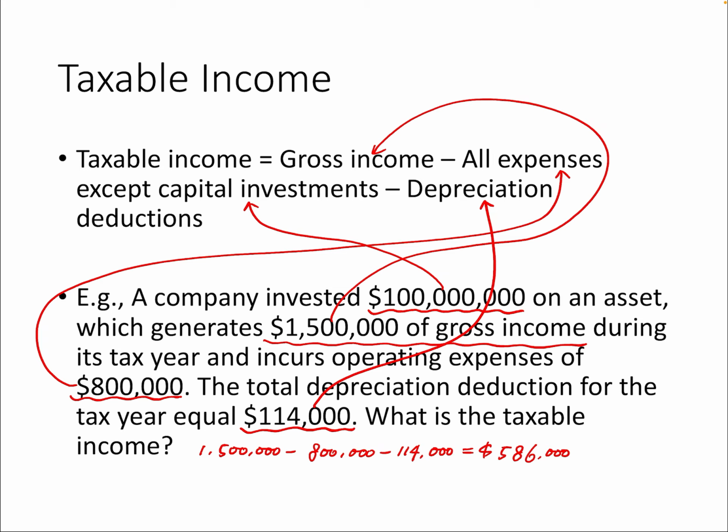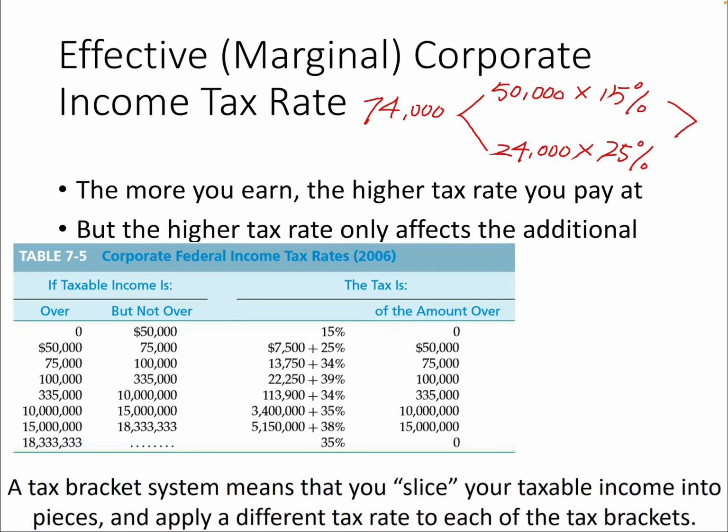And whenever you know the tax rate, you can multiply this number by the tax rate, and then you will find your tax owed to the IRS. So whenever you want to calculate your tax, you always want to know your taxable income. That's the base where you can calculate the tax.